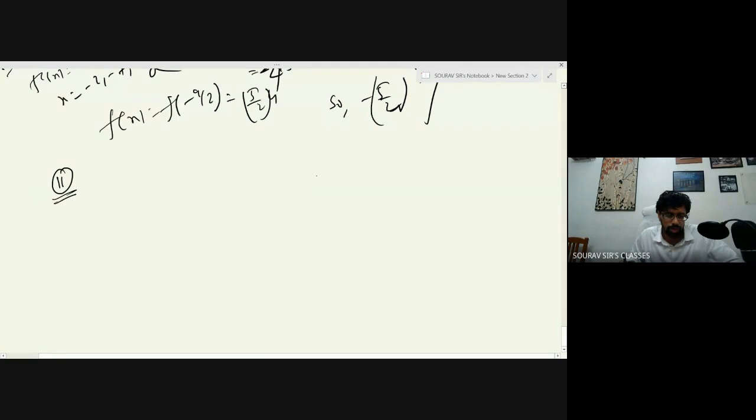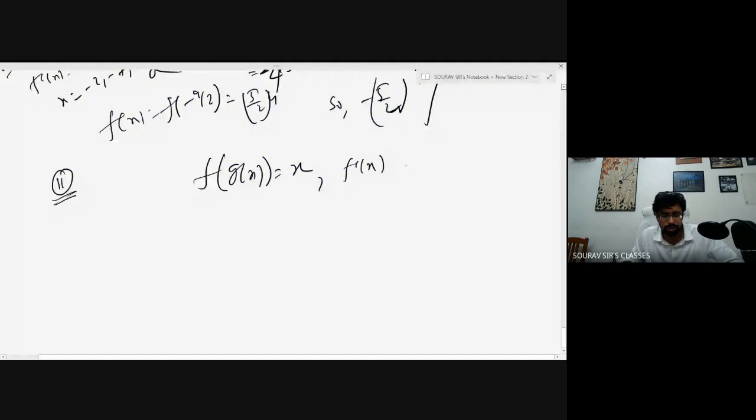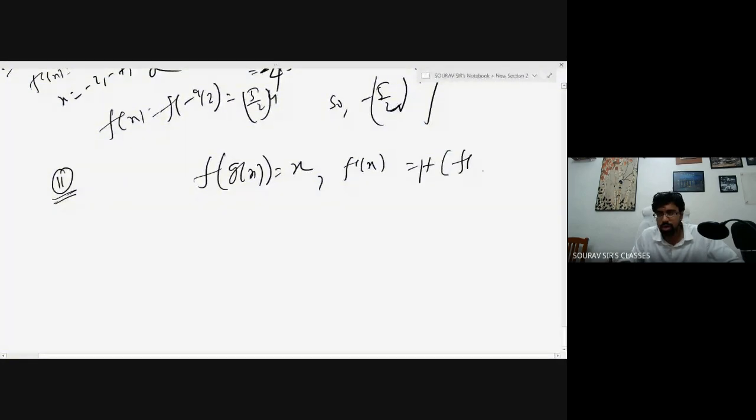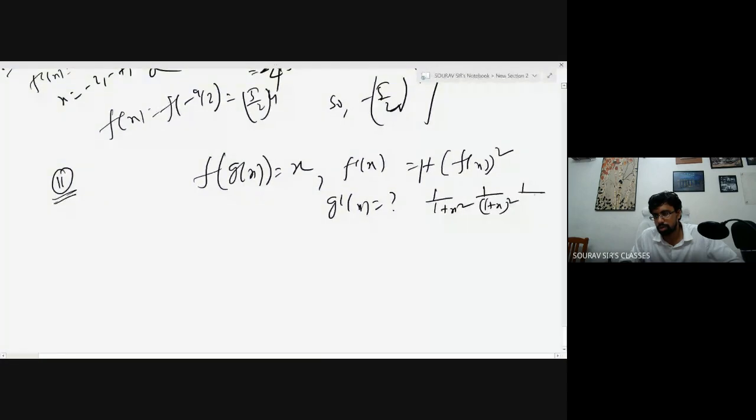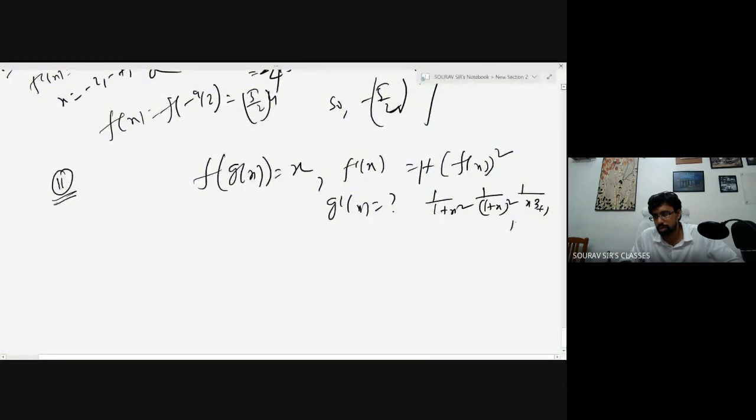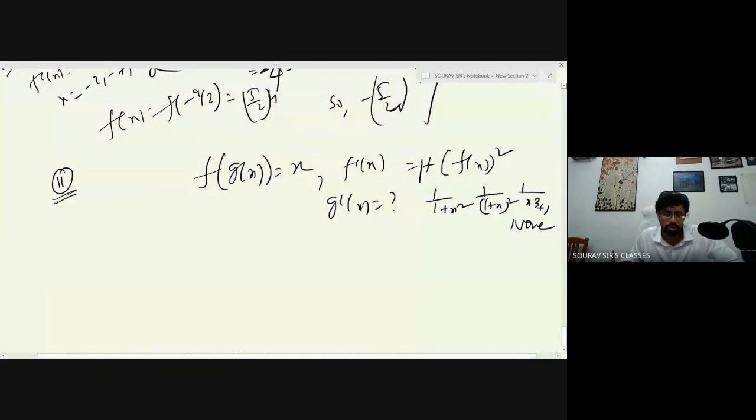a function-based question here. f and g are real valued differentiable functions. f of g of x is x, and f dash x is 1 plus f of x squared. Give it a try for this one, please.